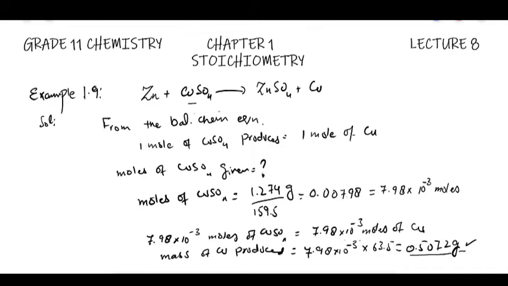We already know the actual yield, that is 0.392 grams, and now we have the theoretical yield, that is 0.5072 grams. Let's calculate the percent yield.